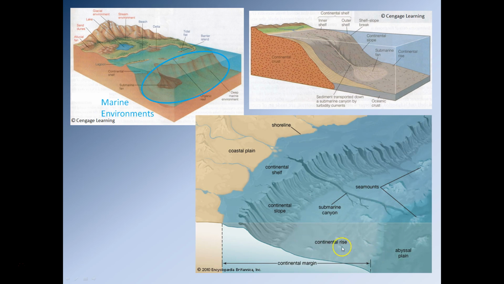Now once we head off the continental rise, we head into the abyssal plain, and that's essentially the deep sea environment, and that's going to be very, very flat and relatively low energy. So essentially we transition from the high energy continental shelf environments into the sporadically high energy continental slope and continental rise environments into the very low energy abyssal plain environments.